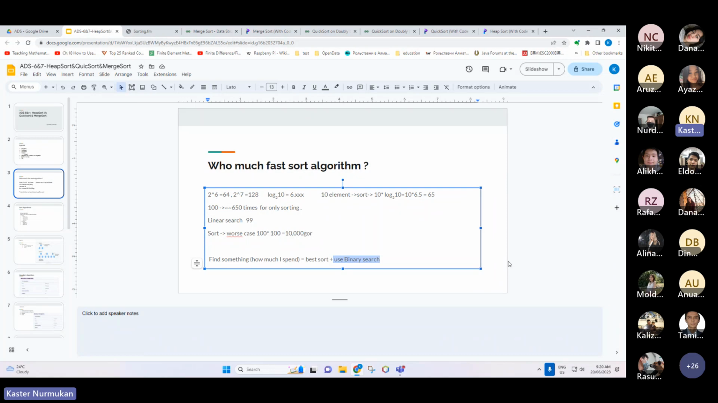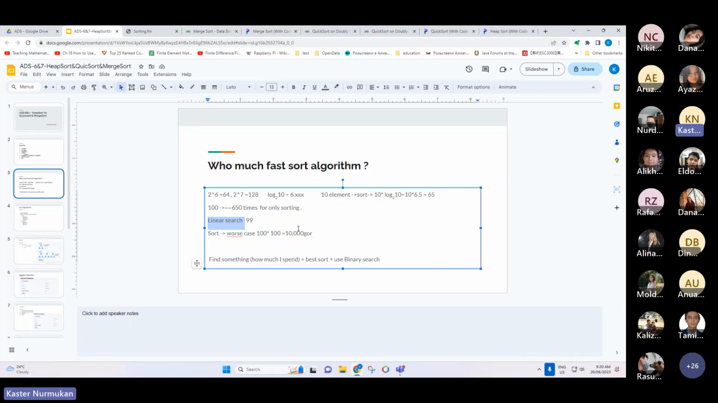Do you understand what the problem is? I have a linear search. If I'm using linear search, for example, let's say 10 elements, right? Let's compare the two cases. First case, I find something using linear search. Second case, I find something with binary search. And binary search has a precondition. I have to use a sort algorithm, otherwise I cannot use binary search. But linear search doesn't need any precondition, so I can apply it directly.